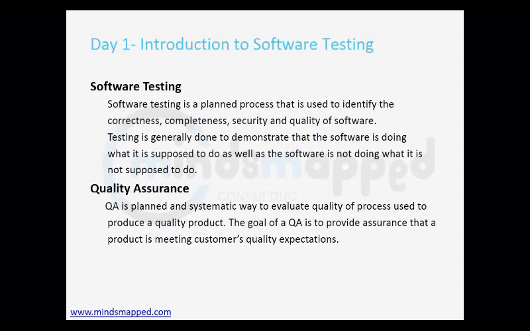So the goal of QA is to provide assurance that the product is meeting customers' quality expectations with the processes being followed. Every organization will have its own process which should be followed before the actual execution of the test cases happens. This is called quality assurance. Okay? Any doubts between testing and quality assurance? No? Okay.